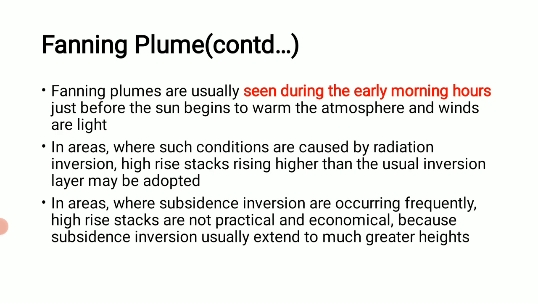Okay, that's about fanning plume. It occurs under extreme inversion condition, so the pollutants cannot lift upwards or descend downwards, and will be spread horizontally. This kind of fanning plume can happen due to radiation inversion or due to subsidence inversion. If it is due to radiation inversion, then providing a high rise stack will be better. If it is due to subsidence inversion, increasing the height of the stack is not practical. Why? Because subsidence inversion exists at much greater height.